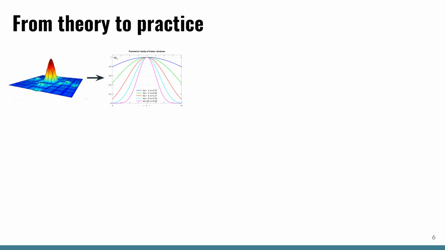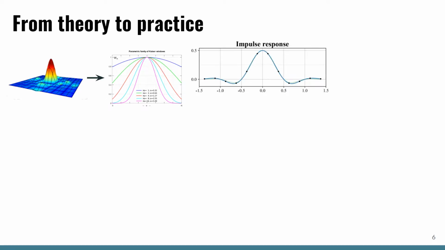The Kaiser window actually has a parameter which determines the size of the window, and here you have it for different sizes. In the case of this paper, they use a size of 6. Right. So now let's talk a little bit about the response of the signal to this windowed sinc function. So first, the impulse response.